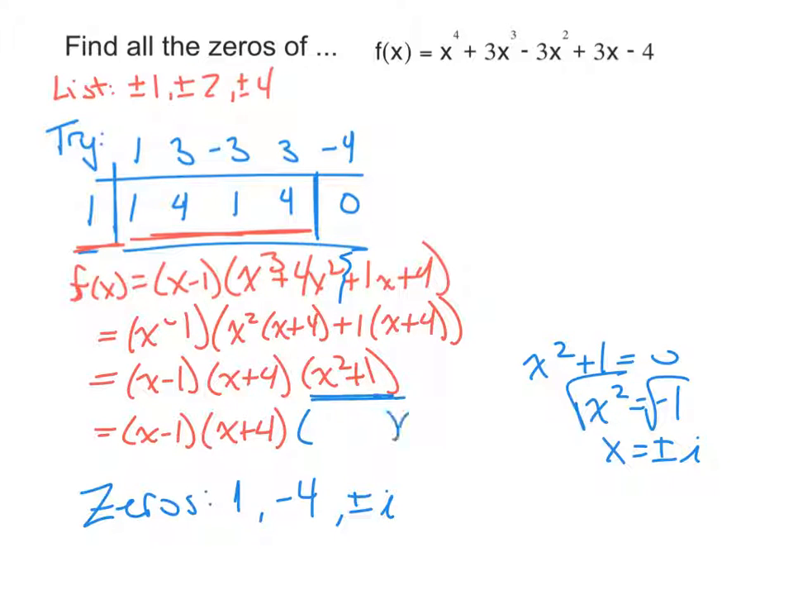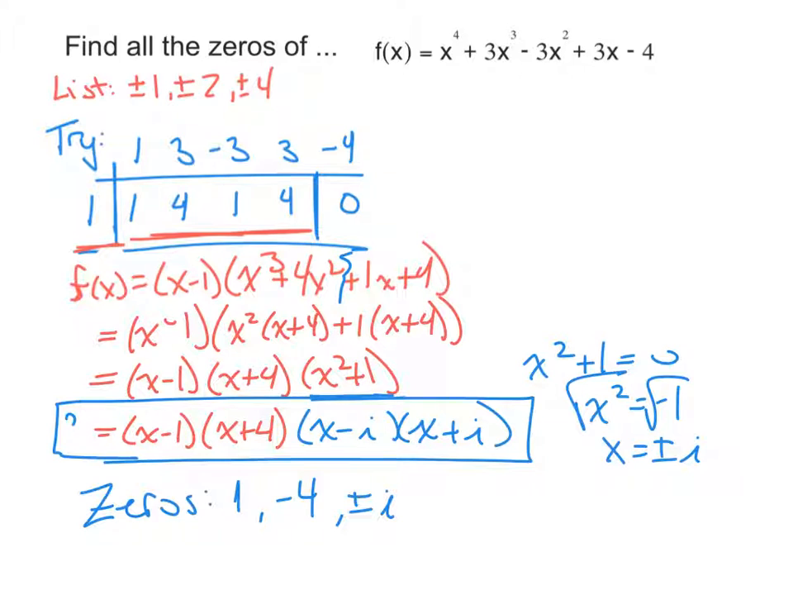That means that we have two more factors, x minus i and x minus negative i. So this is f of x when it's factored completely. That gives us our four zeros of 1, negative 4, and plus or minus i.